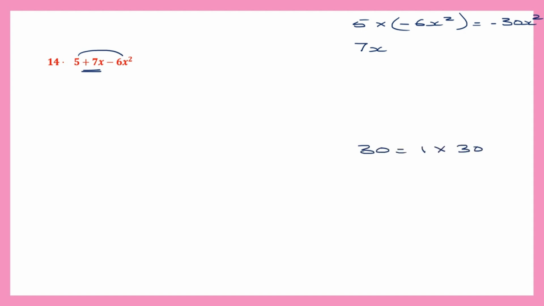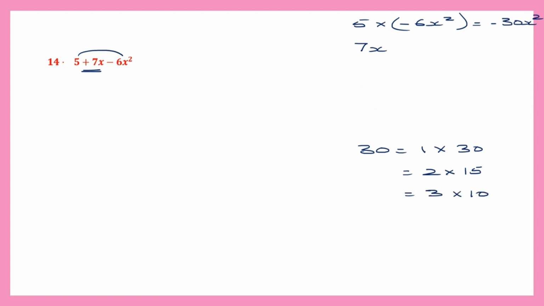Question 14. Here also let's multiply the first term and the third term. 5 into minus 6x square, minus 30x square. Middle term is 7x. We're going to split this 7x. So let's take 30. Factors of 30. 1 into 30. But it won't add up to give us 7. We need to get 7. 2 into 15. This will not add up to give us 7. 3 tens are 30. So 3 and 10. We can work on this to try and get us 7.